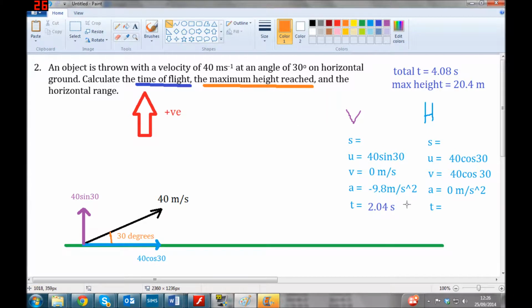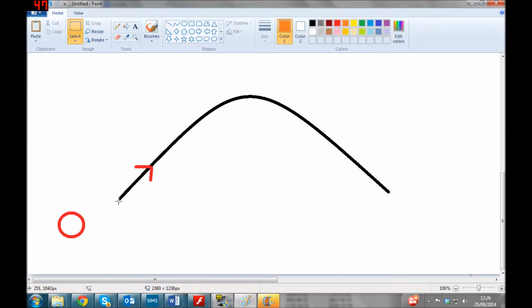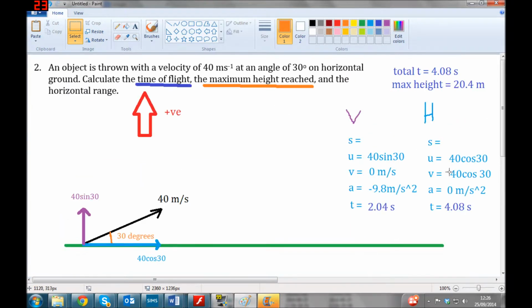This one's really easy. We've now got a value for t. It's this 4.08. So have a think to yourself. Why is it the 4.08? Why isn't it the 2.04? Well, because this is the maximum range. So to get from here all the way over here is the total time. What speed were we going? We were going 40 cos 30.